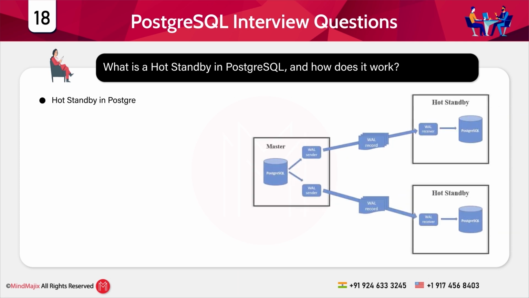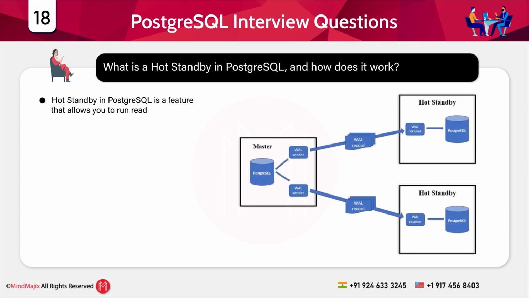The next question is, what is a hot standby in Postgres and how does it work? Hot standby in Postgres is a feature that allows you to run read-only queries on a replicated database while it is replicating data from the primary database. This setup provides high availability by allowing the replica to be used for query processing, thus offloading some of the workload from the primary database. Hot standby works in conjunction with streaming replication, where the replica continuously receives WAL records from the primary database. In the event of a failure of the primary, the replica can be promoted to take over as the new primary, minimizing downtime.